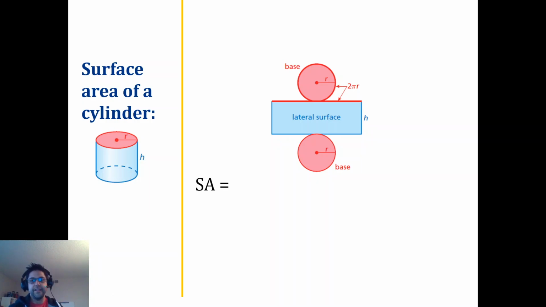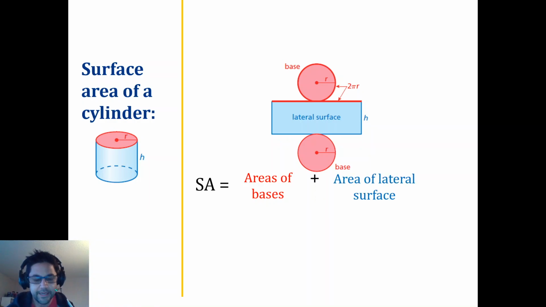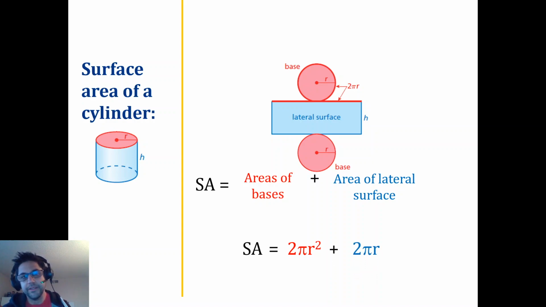So your surface area, again, is going to be the area of the bases plus the area of your lateral surface. So two circles and a rectangle. Two circles, so pi r squared, remember, is one circle. The number 2 in the front represents two circles. Plus the area of your lateral surface is going to be your base times height. But your base is actually your circumference and then your height.